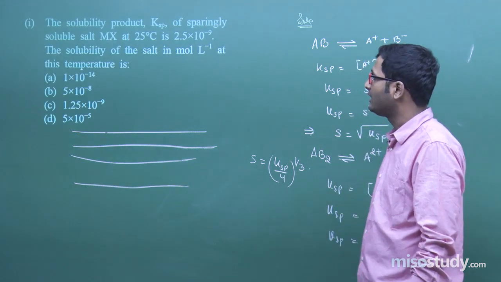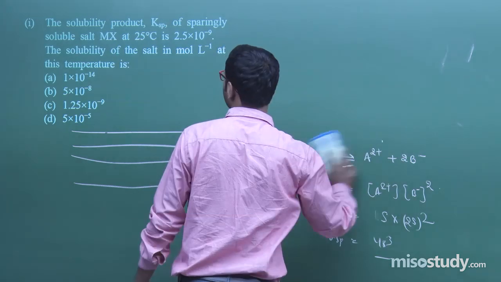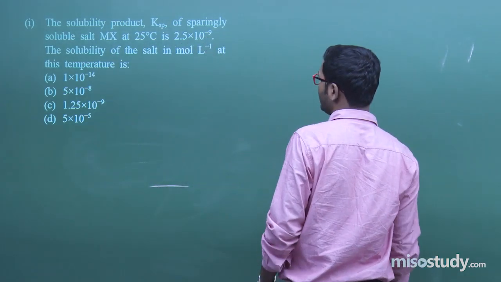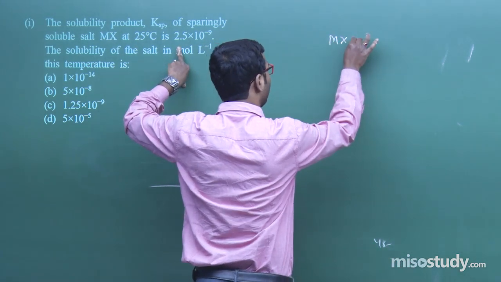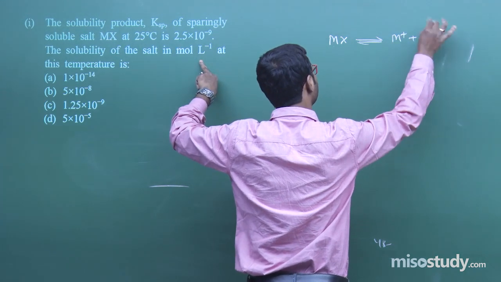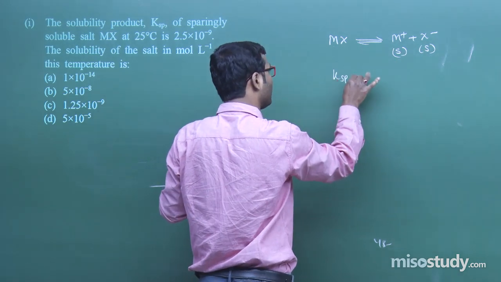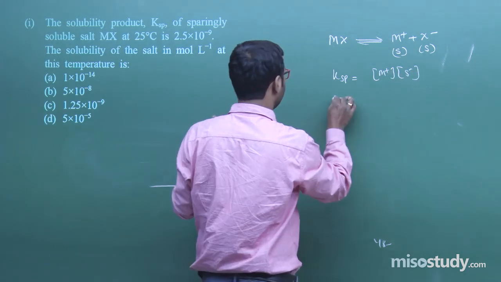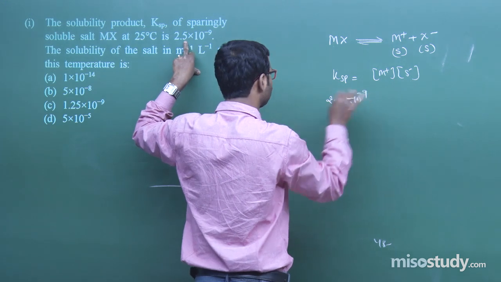Now let's move towards the questions. What is the first question? It is given here, the solubility product of a sparingly soluble salt MX at 25 degrees Celsius. This is the salt MX. It will dissociate like this, M plus and X minus. This is S and this is S, and the solubility product is equal to M plus into X minus, and the solubility product is given as 2.5 into 10 to the power minus 9.